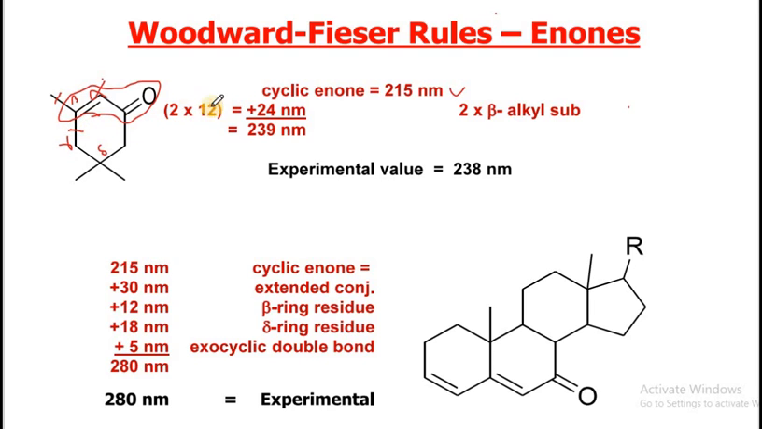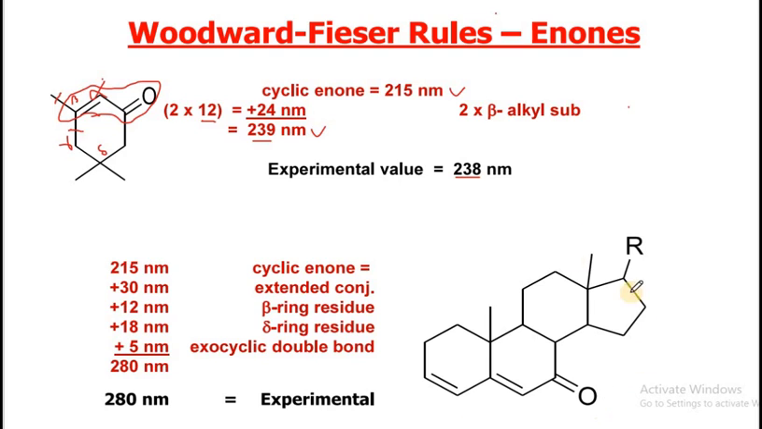So we have 2, and for beta we have 12, so we have to add 12 nanometer. So 2 into 12, that's 24. Adding 215 and 24 nanometer, it comes out to be 239 nanometer. So this molecule will have 239 nanometer lambda maximum value, and the experimental value is 238. We don't have to memorize these experimental values. It is just given for comparison, to show that the calculated values are very nearly the same as the experimental values.